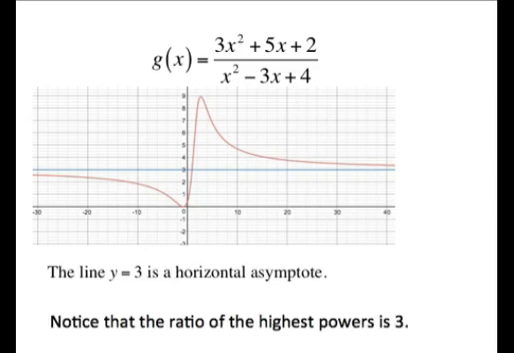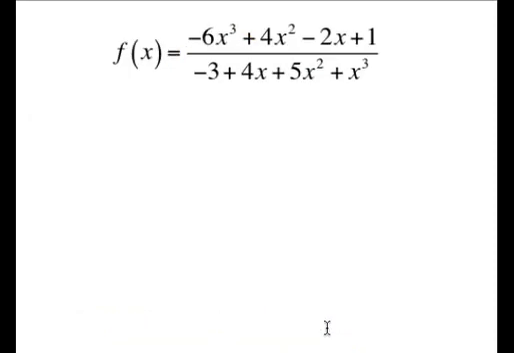And I want you to notice that the ratio of the highest powers, if we ignore everything else, forget about 5x and 2, forget about negative 3x and 4. The highest powers are what dominate. 3x squared divided by 1x squared would just give us 3. And that's the process. That's how this one works.